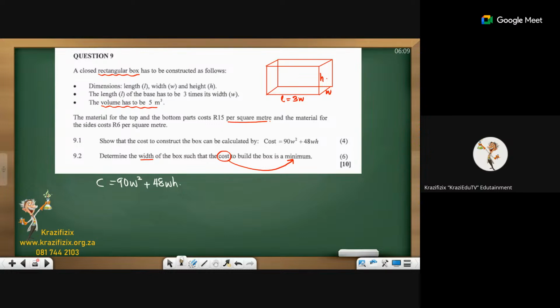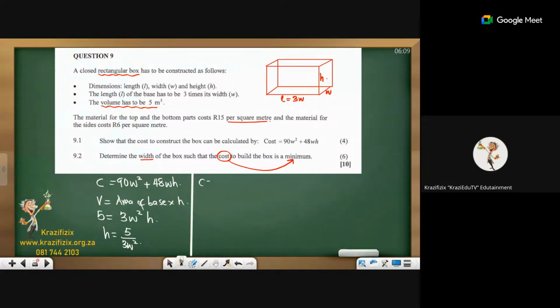Let's go back to the question. The volume has to be 5 meter cubed. What is the volume? Remember, we said area of base times height. So my volume is 5. What is the base? Length times width, which is 3W squared, multiplied by the height. What is the height? Because we have to get rid of that height in terms of W. So it's going to be 5 over 3W squared. That's the first thing I'm doing.